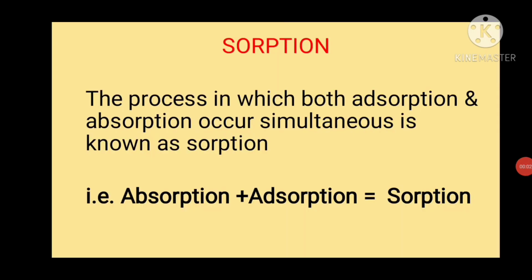Next point, sorption. When a chalk is dipped in ink for a short time, ink is adsorbed on the surface of the chalk. But if it is dipped for a long time, the ink enters uniformly into the chalk, and this is called absorption. This whole phenomenon is called sorption. Therefore, definition of sorption: the process in which both adsorption and absorption occur simultaneously is known as sorption. That is, absorption plus adsorption gives sorption.